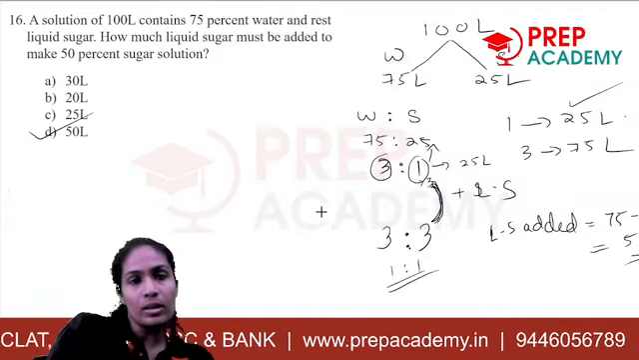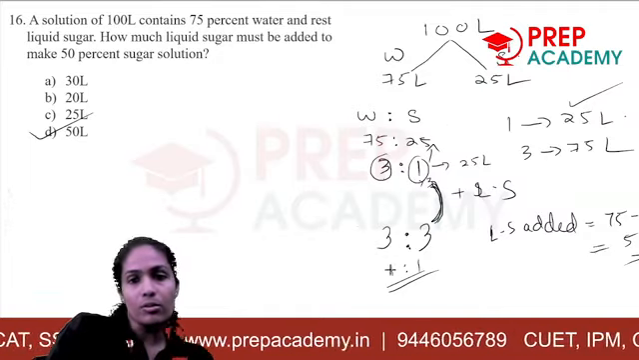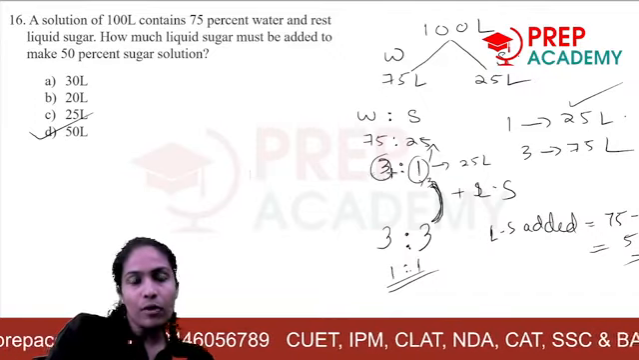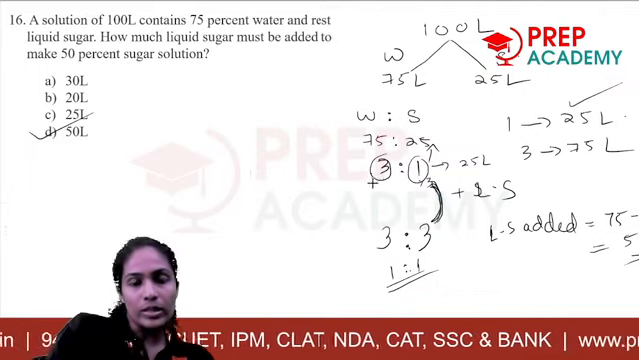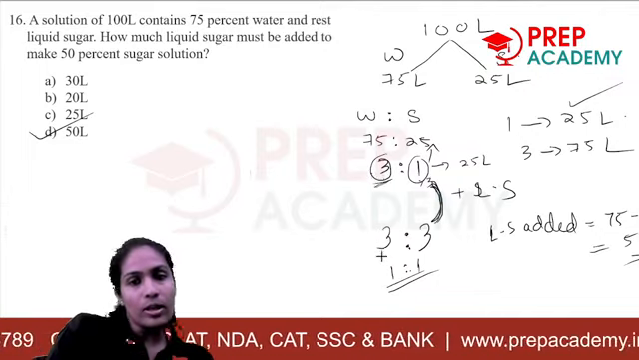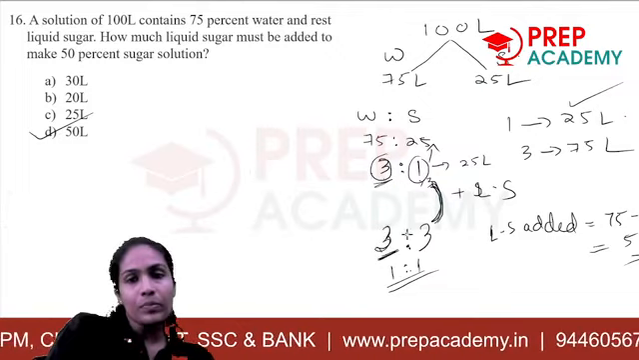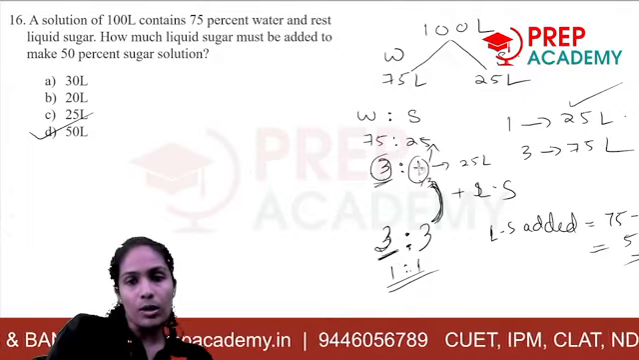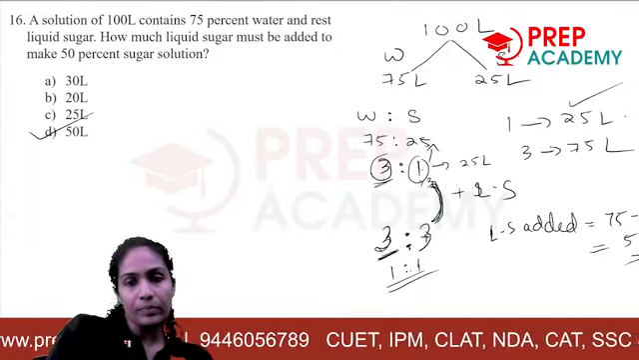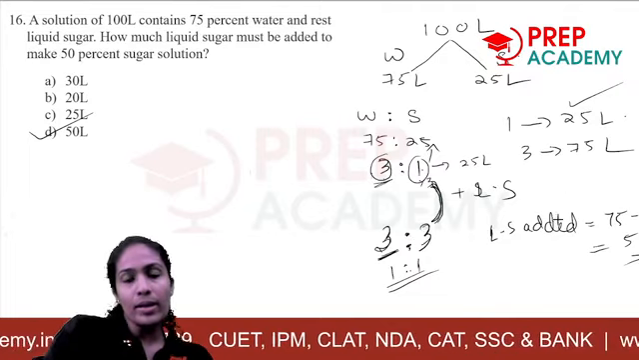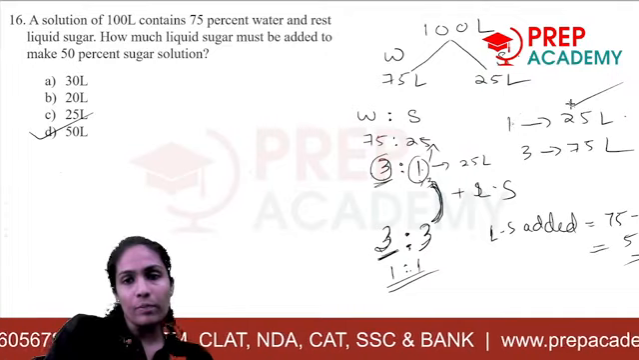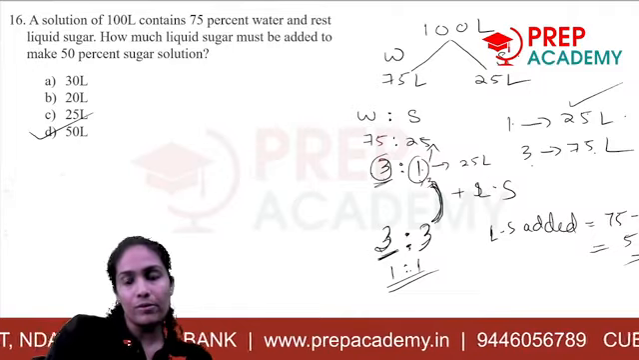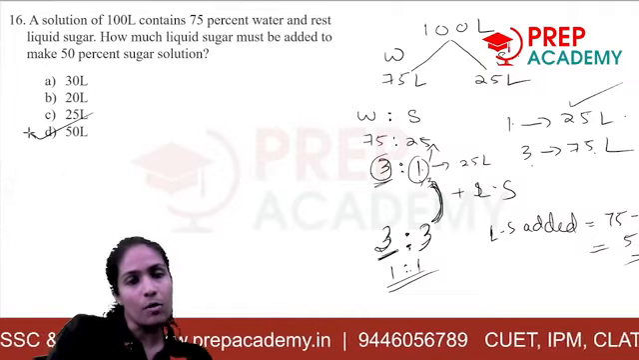50% is sugar solution means plus 50% is water. This ratio is to be 1:1. So you are adding liquid sugar, so the number of water will not change. Initially it was 3. After adding sugar solution, the number remains as 3. But the ratio must be 1:1. So to convert this 1 to 3, you have to multiply it with 3. Initially 1 represents 25, 3 represents 75. So you have to add liquid sugar, which is equivalent to 75 minus 25, which is equal to 50 liters. So the correct answer is option D, 50 liters.